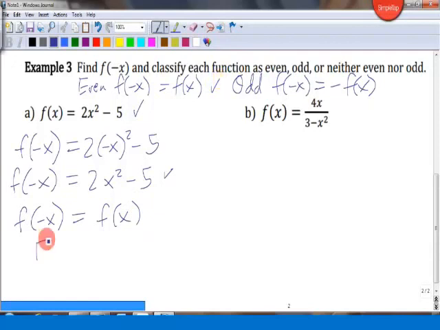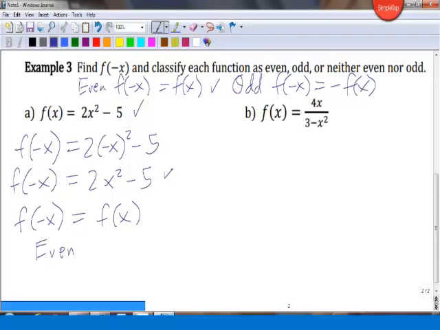And so I guess one other question, is it possible that this function could also be odd? No, because the only function that's both even and odd is the 0 function, and this is not the 0 function. So it's even, it's not odd.